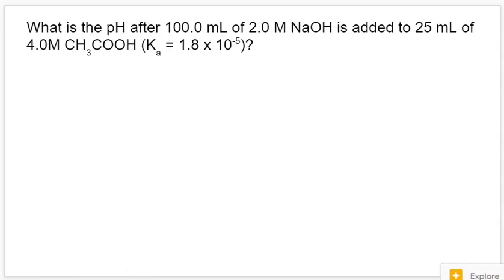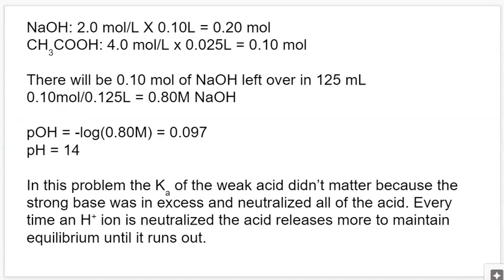So now let's try another one. What is the pH of 100 milliliters of 2 molar sodium hydroxide if it's added to 25 milliliters of 4 molar acetic acid? So this time we have a strong base interacting with a weak acid, and we have the Ka value for that weak acid. Well, let's think about it.